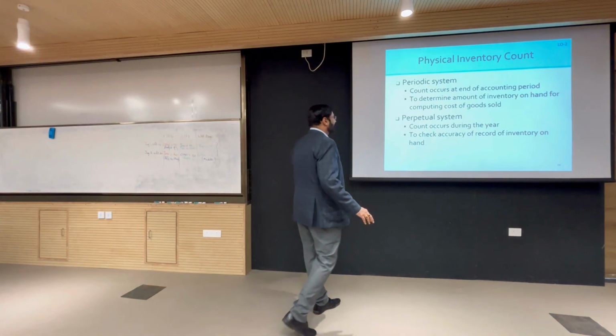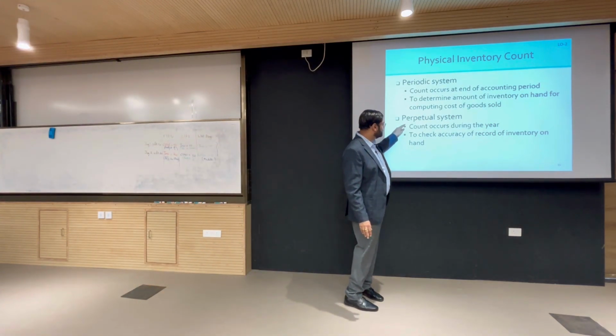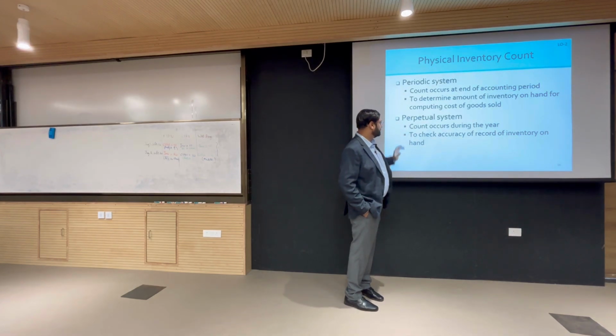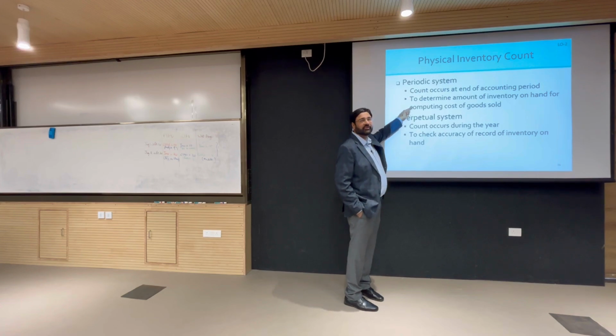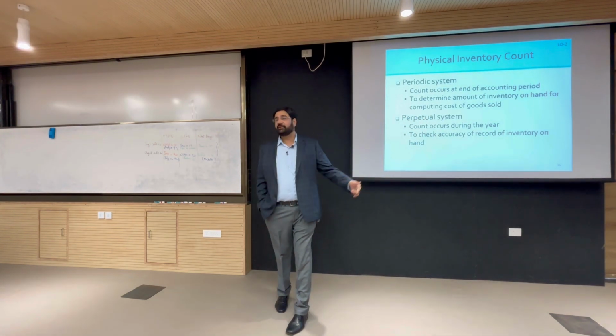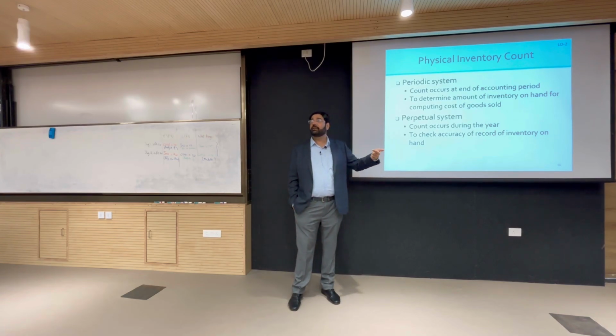So here you are checking accuracy of record on a regular basis. Here you are doing everything at the end of the accounting period. So if the accounting period is 1 year, तब तो last year end में ही मालूम पड़ेगा. But here you know every time.